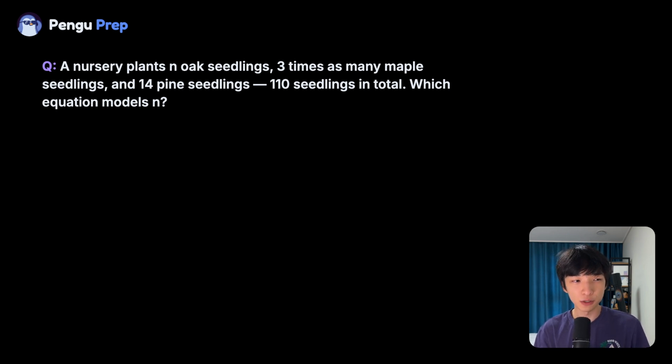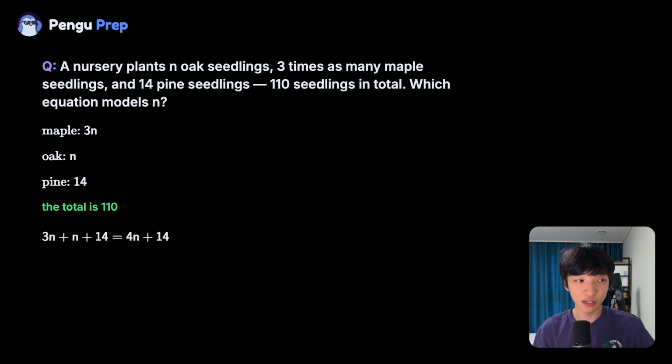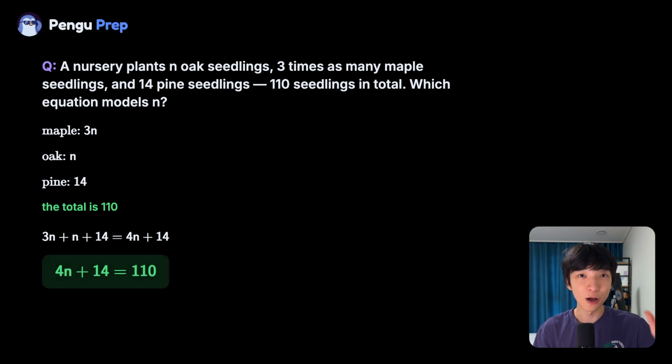The first thing we're going to do is to find the total number of seedlings for each type. How many maple seedlings do we have? We have 3 times n, which is 3n. How many oak seedlings do we have? We have n. And how many pine seedlings? We have 14. So what's the total number of seedlings? It says it's 110, but if we add all of the expressions that we have gotten so far, it becomes 3n plus n plus 14, which is 4n plus 14. And that has to be equal to the total 110. So the correct answer is going to be B.